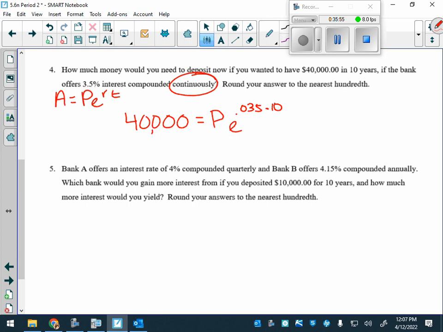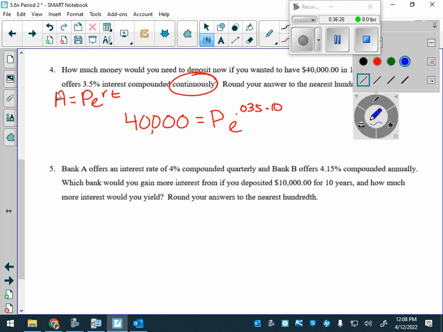Okay. How would you go about solving? How would you solve for P? What do you guys think? What's your first thing you would do? No right or wrong, it's just a discussion. Divide 40,000 by... Perfect. Okay. So to get P by itself, you would divide e to the 0.035 times 10 on both sides.